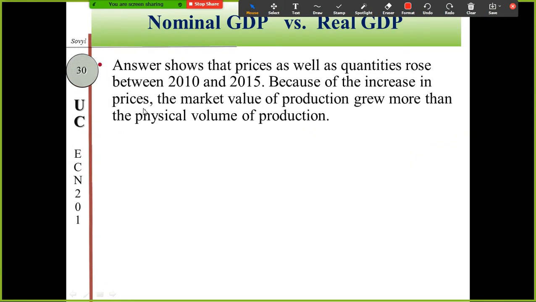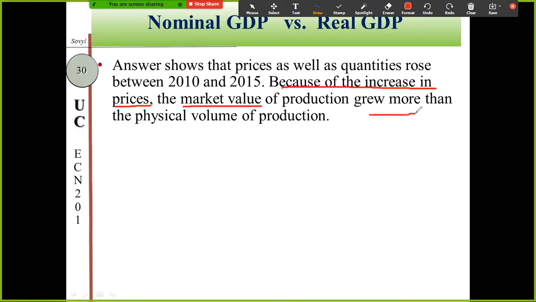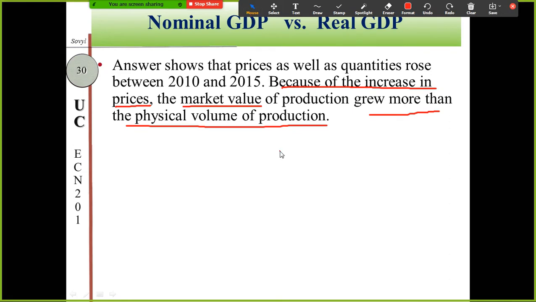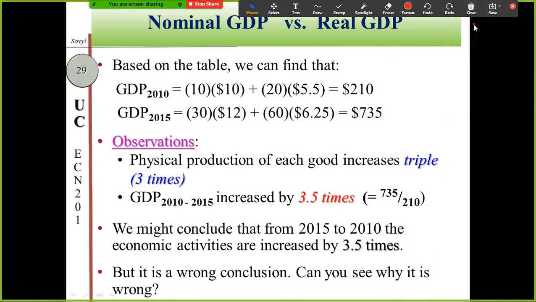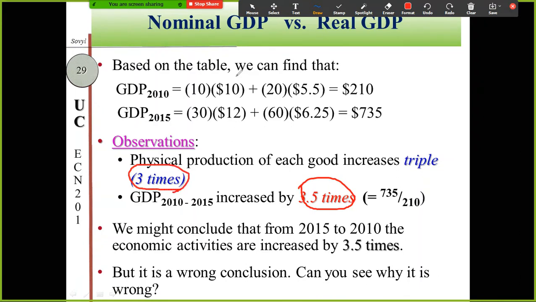Because of increase in prices, the market values of production grew more than the physical volumes of production. So this one increased 3.5 times greater than the real production or physical production because of price increasing. Because of price increasing, that makes GDP increase more than activities.